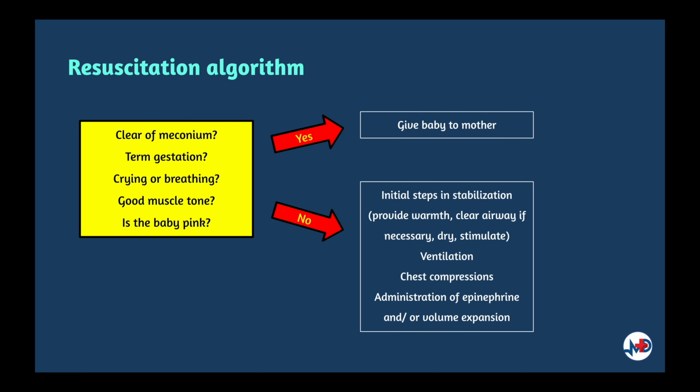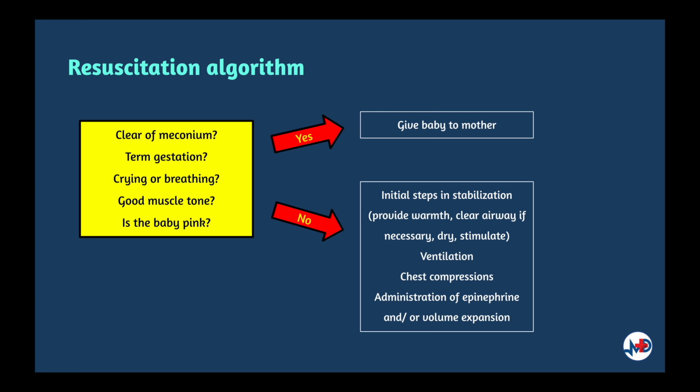So as soon as the baby is delivered, assess for 5 signs while the cord is being cut. Is it clear of meconium? Is the baby at term gestation? Is the child crying or breathing? Is there good muscle tone? And is the baby pink? If yes, you may then hand the baby to the mother.